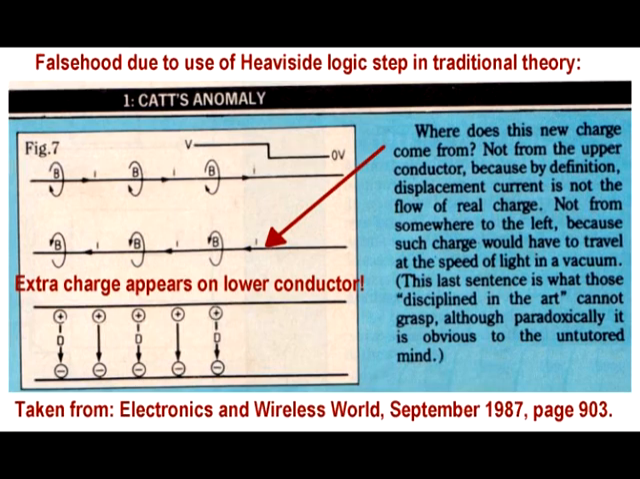The implications of this, shown here in this Catt anomaly diagram, is that if you look at the lower conductor, the logic front is going towards the right. At the right, the logic step, there's a conventional current going towards the left, but the electrons are going towards the right. Where do those electrons come from? So there's a problem in the conventional theory.